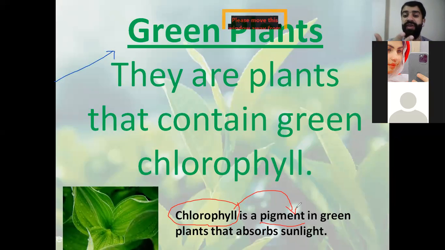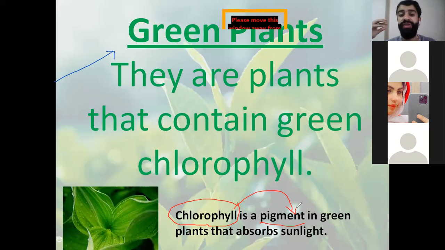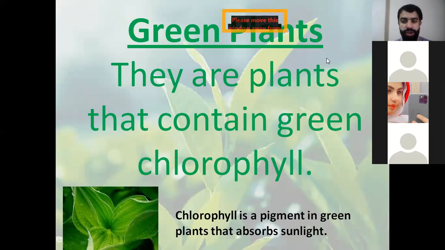So we have chlorophyllic plants. What is the meaning of this? It means that they have the pigment called chlorophyll, and the non-chlorophyllic plants miss this chlorophyll. They don't have this chlorophyll, meaning that they are not green in color. So pay attention to this note. The green plants are the plants that contain the green pigment called chlorophyll, which absorbs the sunlight and gives the green color to the leaf. So these plants are called chlorophyllic plants.